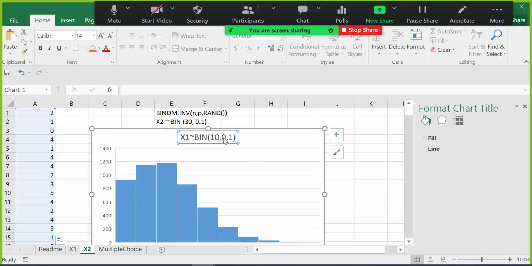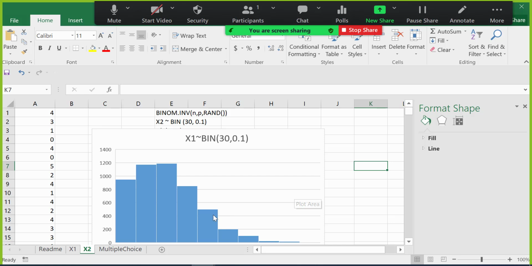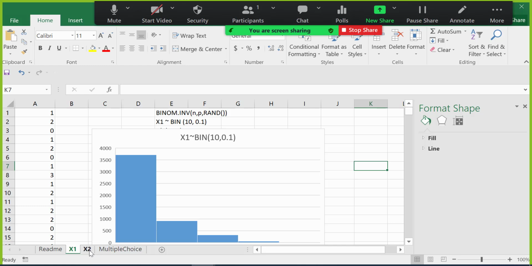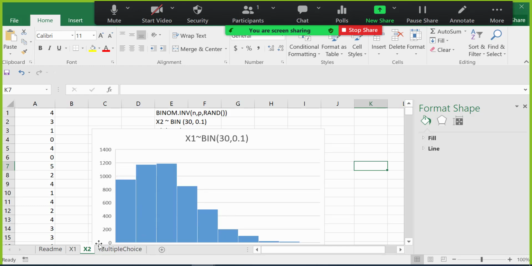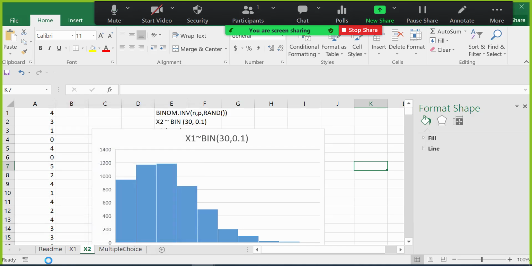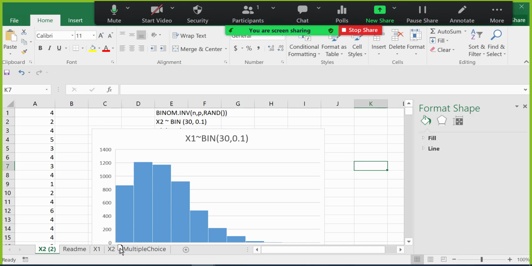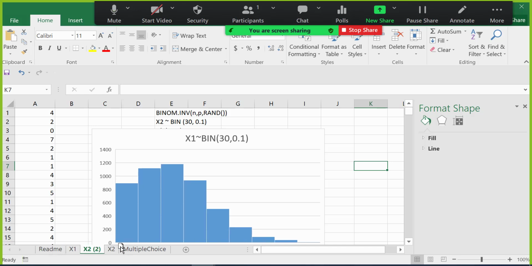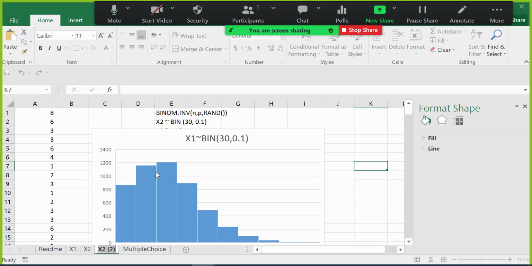And also this chart reflects the data. So the data changed, this chart changed, but this time it is 30. Okay, so the shape changed. You look at x1, and then x2. So you also can do the same thing, copy and paste the sheet and then change it to x3. You change the name.